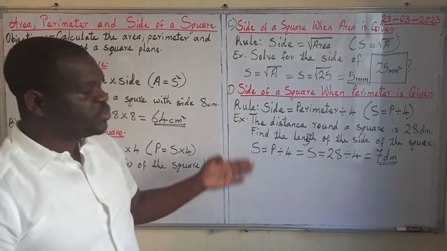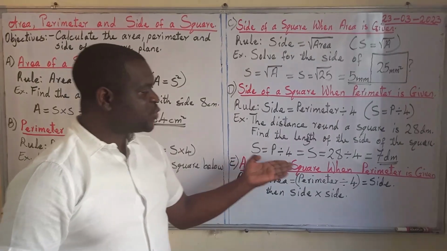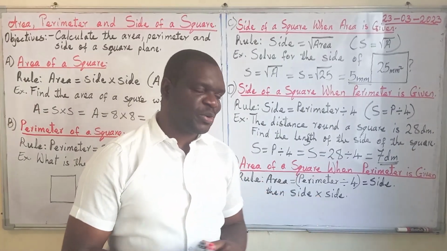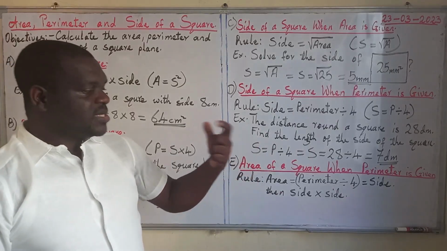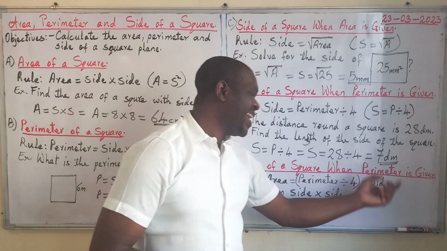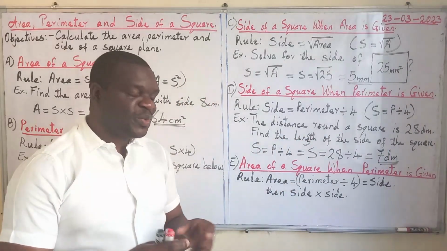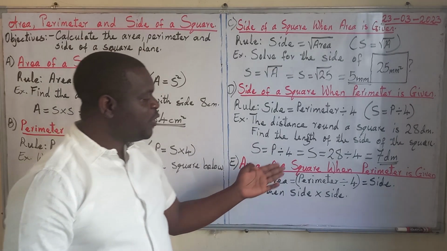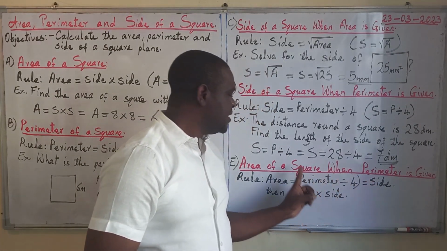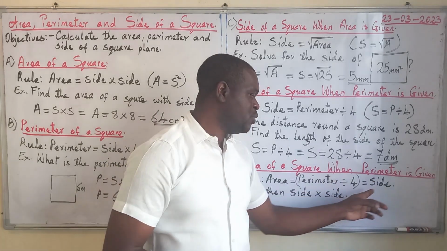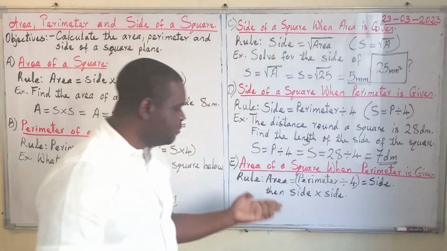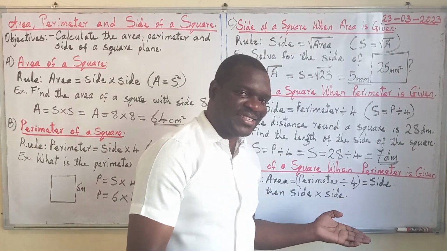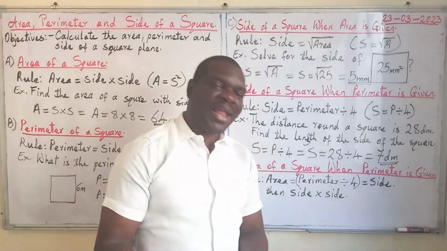Let us move on to the next aspect. Area of a square when perimeter is given. This is a little bit tricky, but not difficult. The rule is simple. Since we are given the perimeter and we are asked to calculate the area, the best way to do this is to pass through the side. Our rule states that, first of all, calculate the side, that is, divide the perimeter given by 4, and you will have the side. And when you have the side, then move on to multiply the side by itself, or square the side.